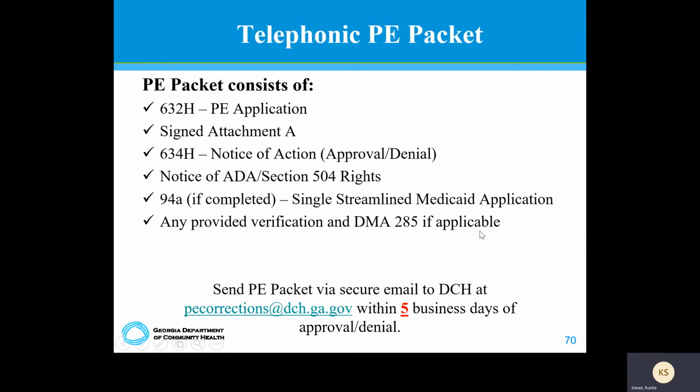So if you're doing the application over the phone, this is what your PE packet should include. It's a little bit different, but most of the forms are the same, with a little bit of difference. So first you're going to have the 632H, a copy of the attachment A that you signed, and then the 634H, whether it was approved or denied, the notice of ADA, the 94A if you completed it on their behalf. If they were able to provide you with any verification, you will make sure you send that information. And then if they have other health insurance, you will have to complete the DMA 285 on their behalf as well.